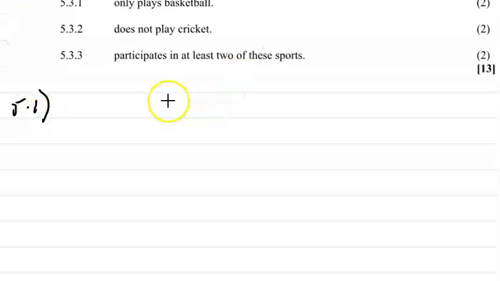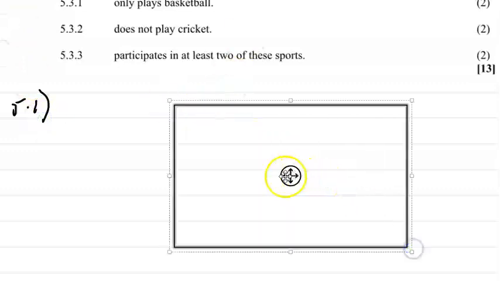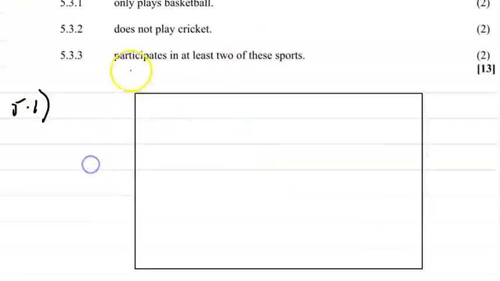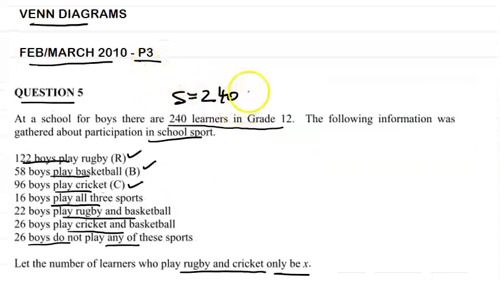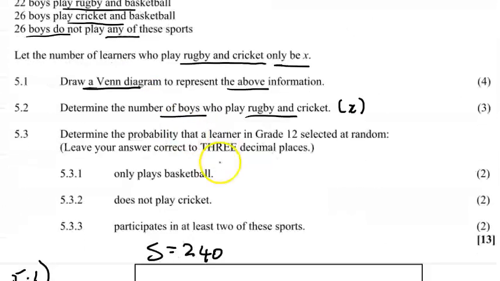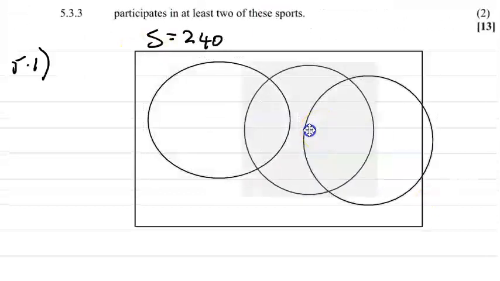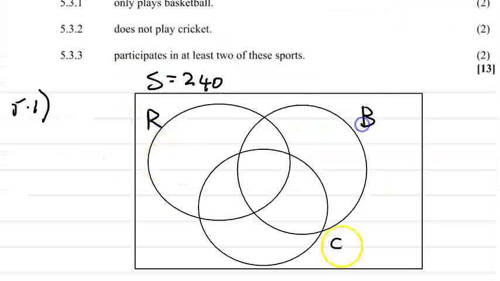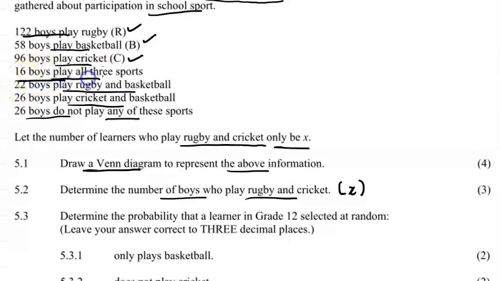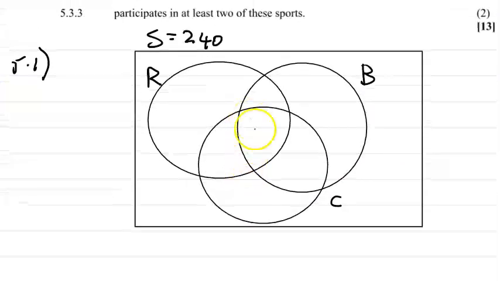Okay, so firstly, let's represent our sample space. Our sample space is equal to 240. So let's double check. S equals 240. Done. So rugby, basketball, and cricket. And here it clearly says that 16 boys play all three sports. So 16 will be here.